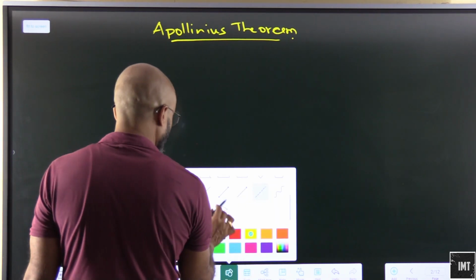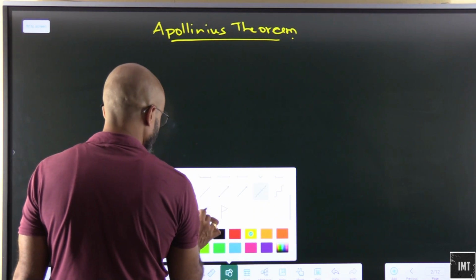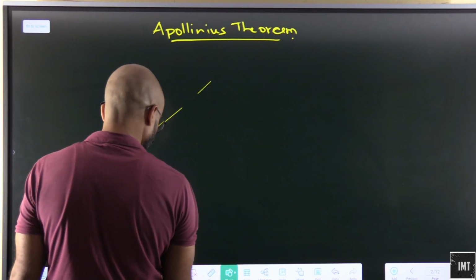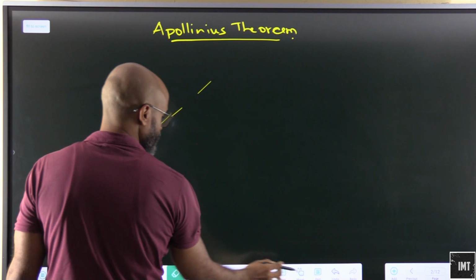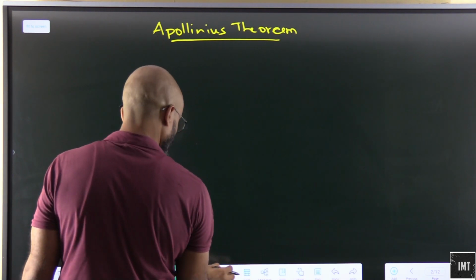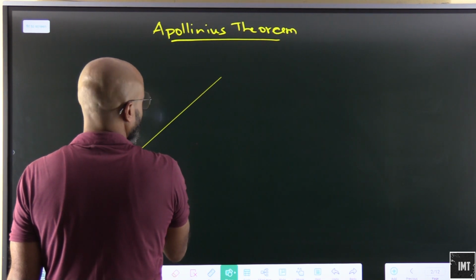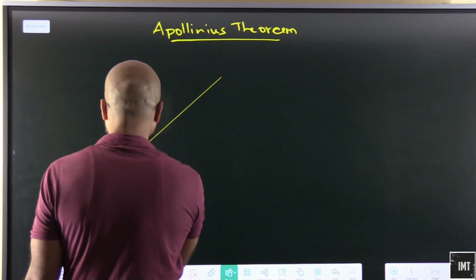So basically, let's say if we have any triangle, let's say we have any triangle out here.